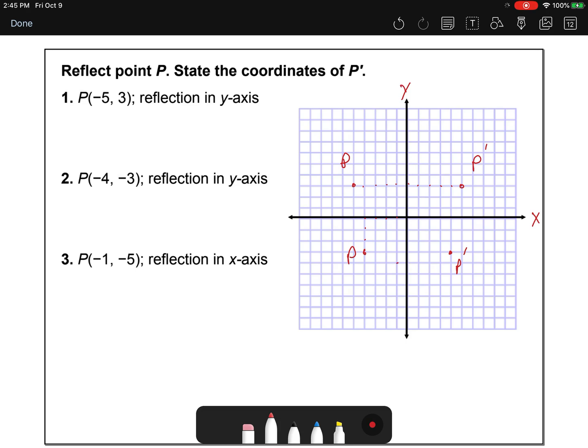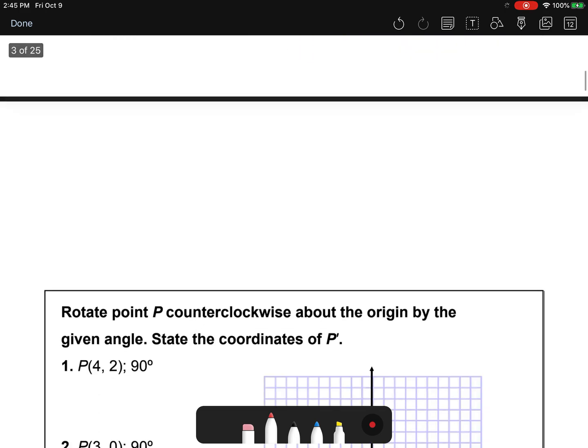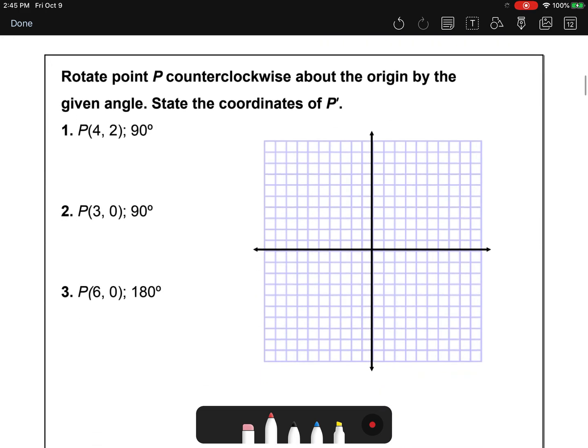Okay? Negative 1, negative 5. That's down here. 1, 2, 3, 4, 5. So there's P, but we're going to reflect it on the x-axis. Well, that's 5 units down from the x-axis. So we're going to go 5 units up to reflect it on the x-axis. There, so we have translations, we have reflections.